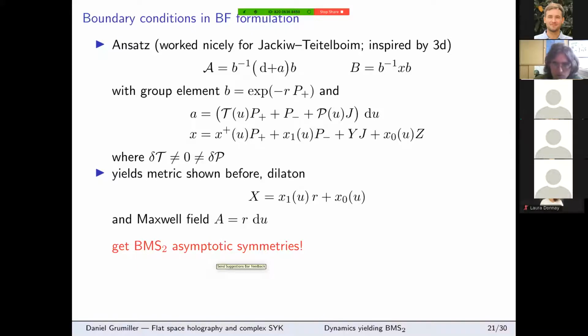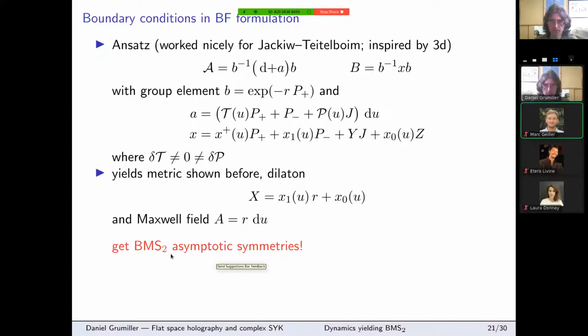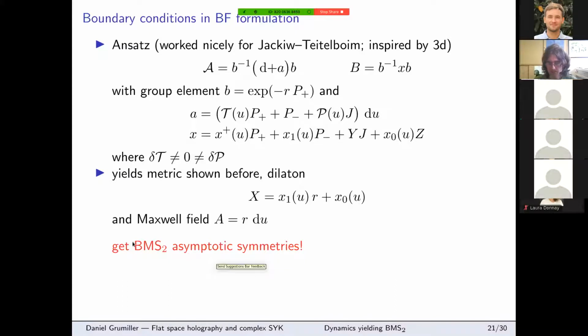So in two dimensions, the Coulomb field is confining. So it's just a linearly rising potential. A is R du. And it turns out that indeed we obtain the BMS2 asymptotic symmetries that I showed to you earlier. Now, this is not completely evident because we have now not only the metric to consider. For the metric, this is definitely true. We know already what the asymptotic Killing vectors are.